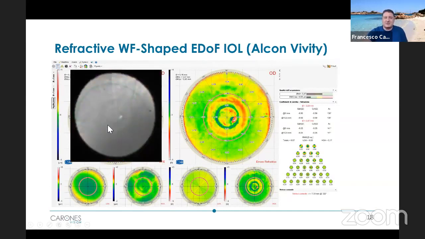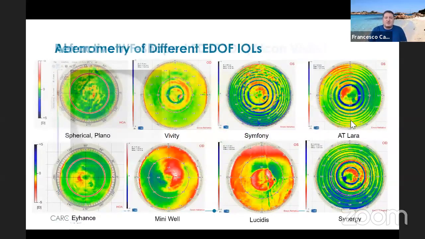And again, you see in this case how the retroillumination shows almost nothing. This is why this lens is so difficult to see at the slit lamp, but optically speaking, it does the job that it is supposed to do. So the aberrometry that we see in different IOLs is so amazingly variable, so amazingly different, but this may help you quite a lot in understanding why some of them, and here, for instance, I'm referring only to EDOF IOLs, why some of these lenses are inducing more halos and glare than others.